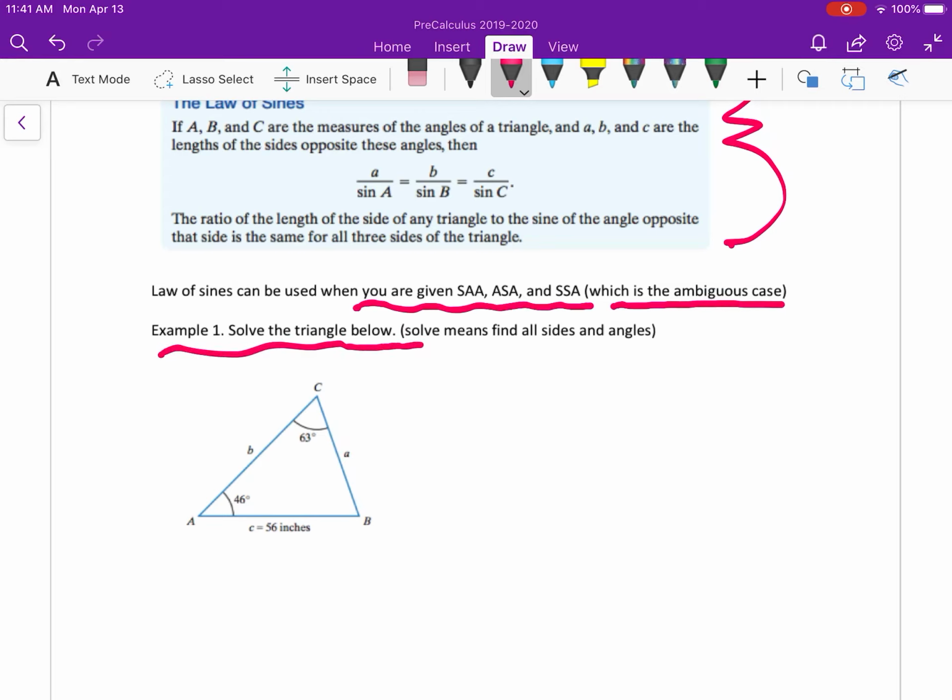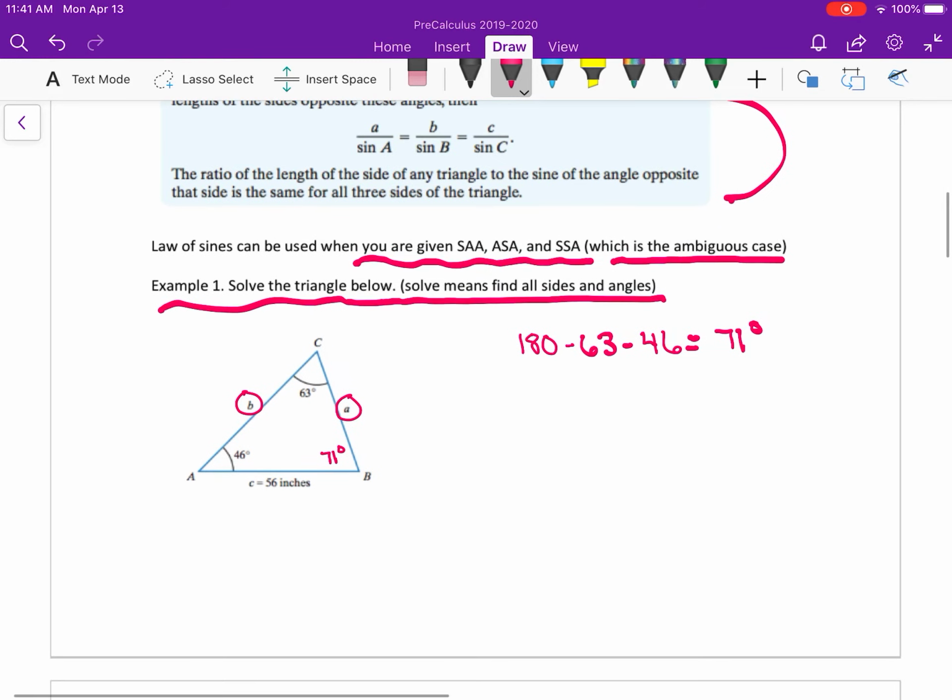So in this example 1, solve means find all the sides and all the angles. The first thing we notice is that we have two angles, and we know that all angles in a triangle add to 180. So we can just subtract the other two angles to get our third angle that we're missing, and that would be 71 degrees. So I know right here this is 71 degrees. And now I need to solve for these missing side lengths.